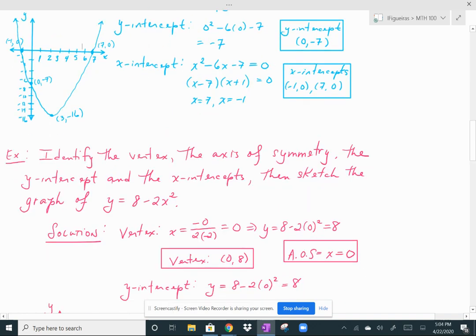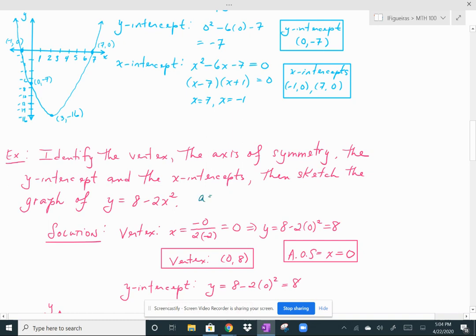Okay, here's another example. Identify the vertex, the axis of symmetry, the y-intercept, and the x-intercepts, and sketch the graph. So it's similar instructions, except here I'm also asking for the axis of symmetry. All right, so our function is 8 minus 2x squared. So first, let's find our vertex.